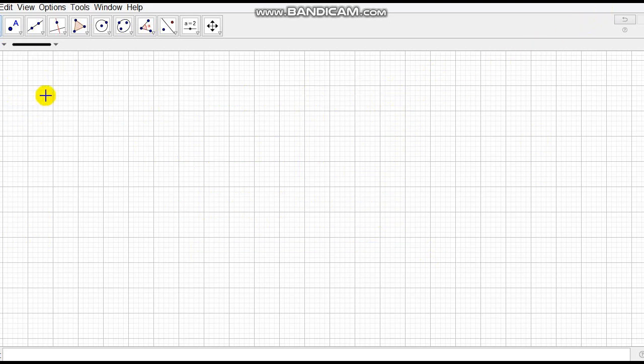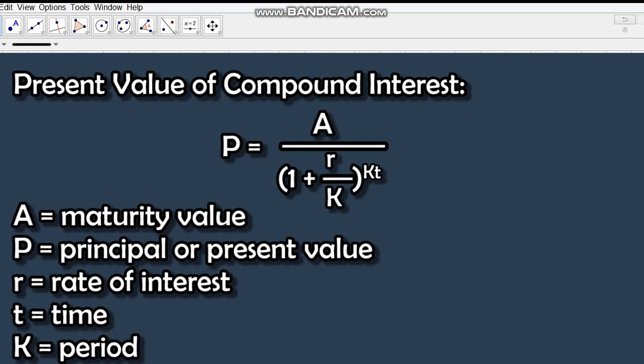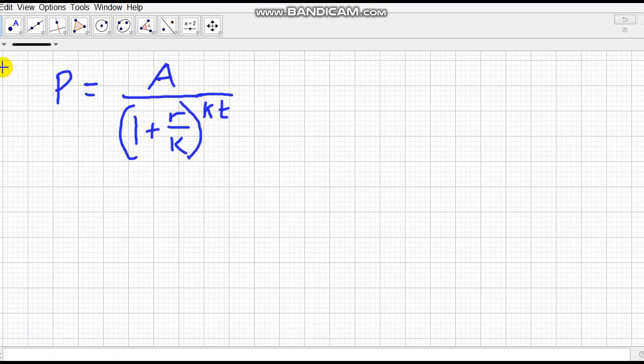We also have what we call the present value for compound interest. This time we reverse it. We are given the maturity value, and we'd like to know the present value. So the present value is P is equal to A over 1 plus R over K raised to KT. So that's our formula. Again, P is our principal or present value, A is our maturity value, R is the rate, T is time, and K is the period.